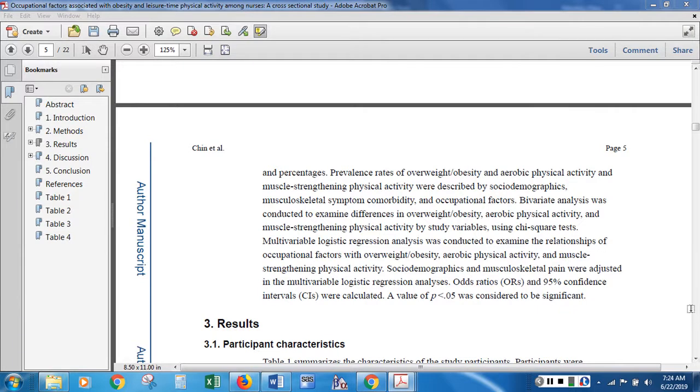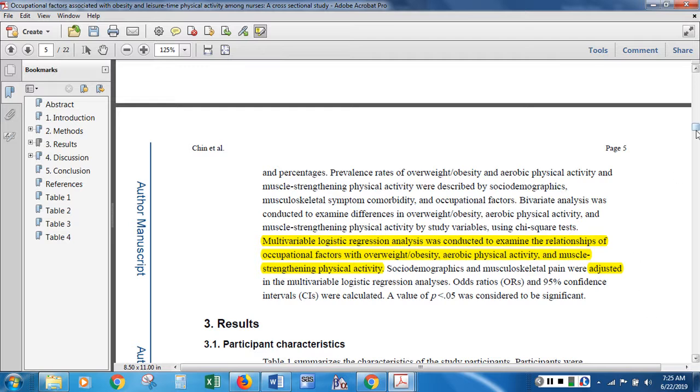In the statistical analysis section, we see on page 5 that multivariable logistic regression analysis was conducted to examine the relationships of occupational factors with overweight, obesity, and aerobic physical activity and muscle strengthening activity. And this gives us confidence that there were variables that were adjusted for in the analysis. So adjustment for confounding was done, and therefore we are confident that the effect of confounding was minimized by use of this regression analysis, as we have mentioned before.